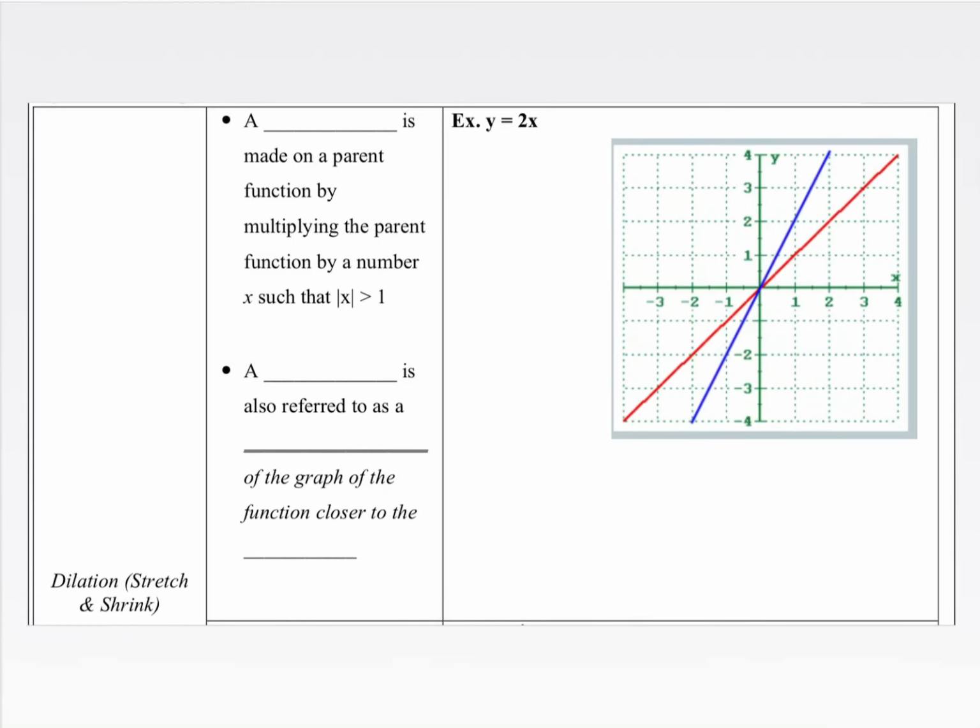Now, 2 other transformations that we can do. A stretch is made on the parent function by multiplying the parent function by a number that is bigger than 1. And these values are always positive. So that's why we have the absolute value there. So here our parent function is x, and we are stretching by a factor of 2.